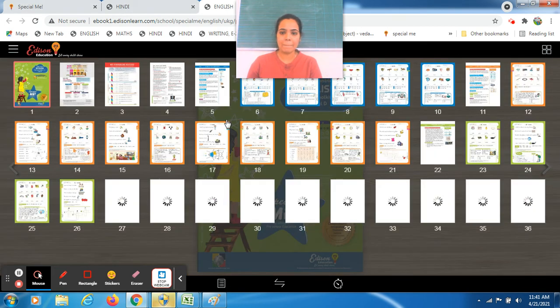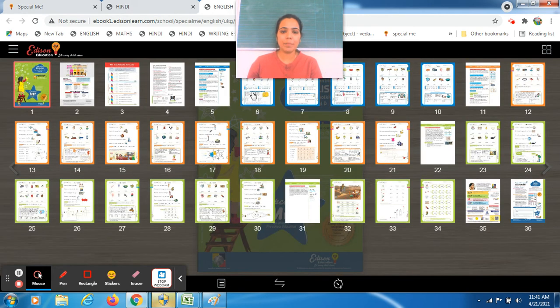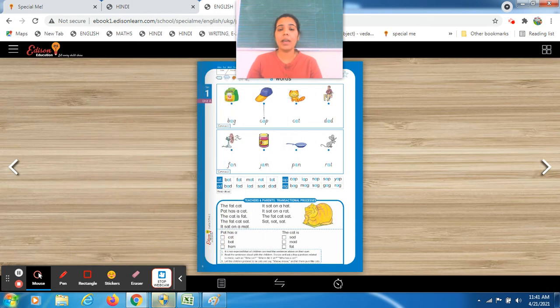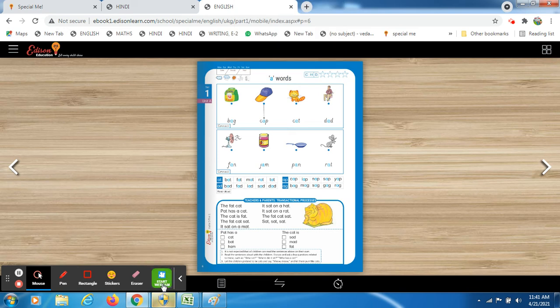Okay, you have to come on page number 6. I told you that this worksheet is divided in two halves, right? The first half I introduced to you in the previous session, and today we are doing the second half, okay? I want all your focus to be here on screen, fine? Okay, let me hide the camera first. I'm watching you. You have to look here on screen, fine?